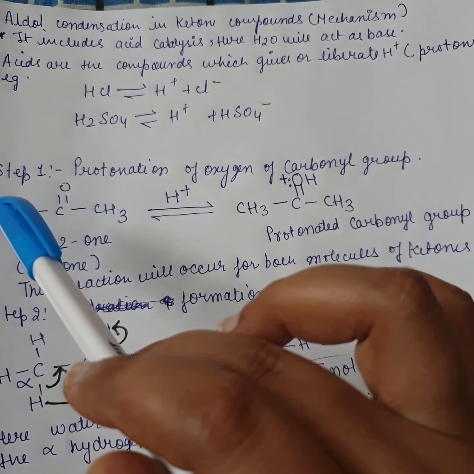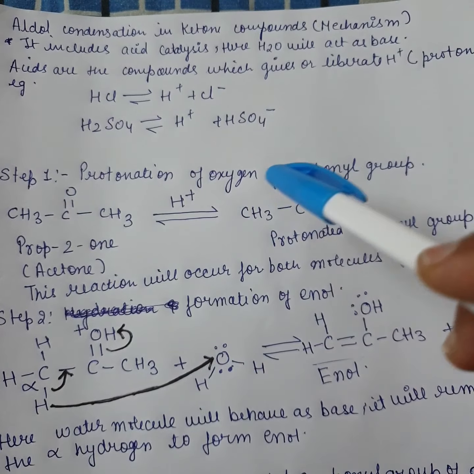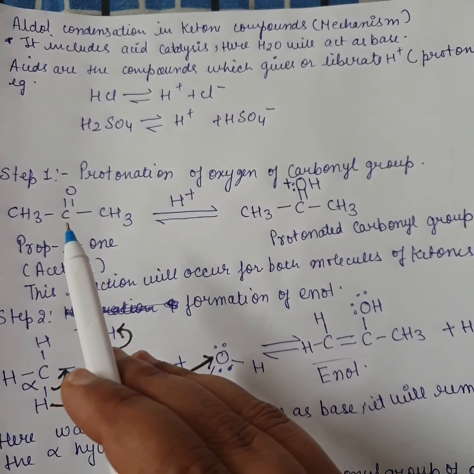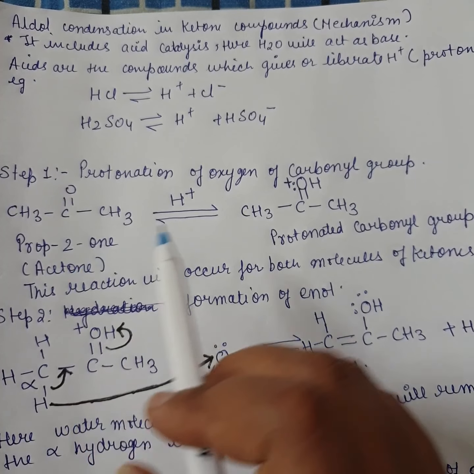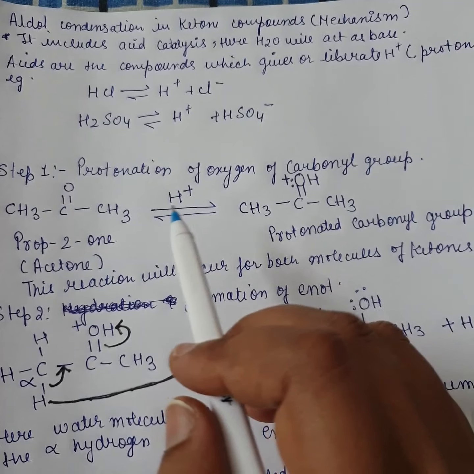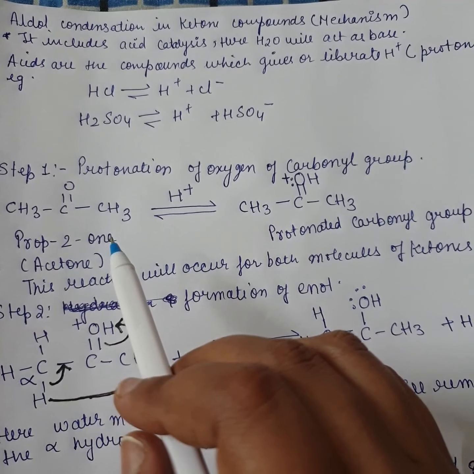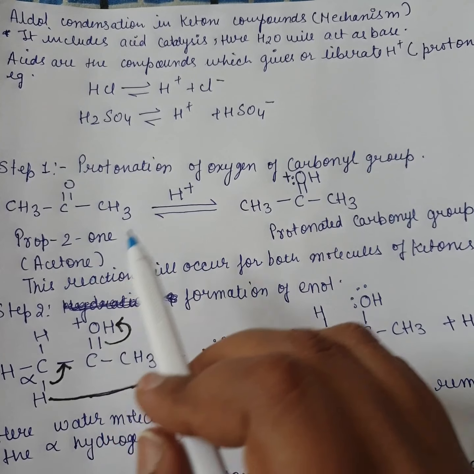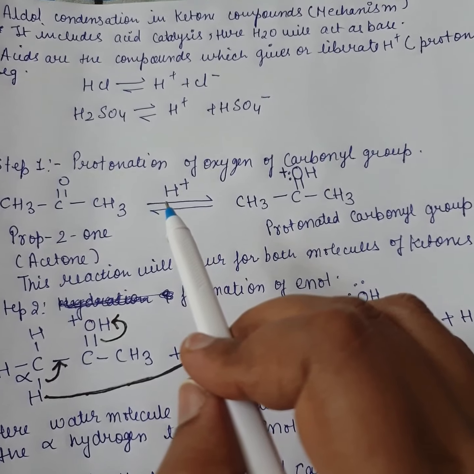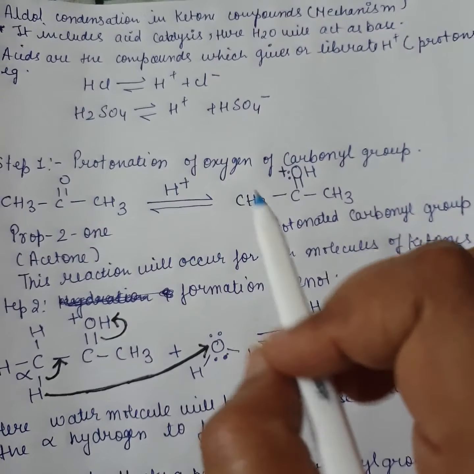So let's start with the first step. In the first step, there is a protonation of the oxygen of the carbonyl group. It means the carbonyl group present in the ketone will get protonated, or there is an introduction of a proton, H+, into the ketone structure. So here you can see prop-2-one, or its common name acetone, gets protonated with the help of this H+ ion. This H+ ion is supplied by the acid. Here you can see these are the two acids.